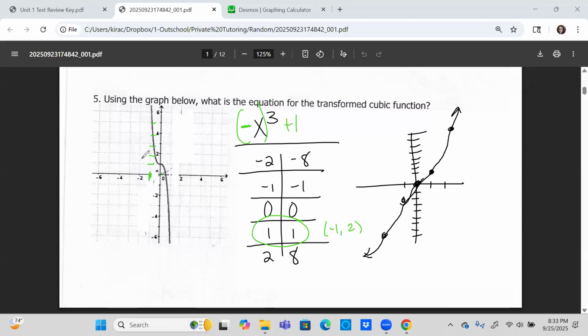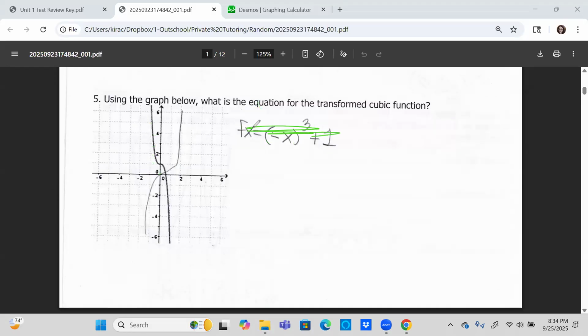You can't even tell. See, I'm not good at these. Ugh. Ignore that.